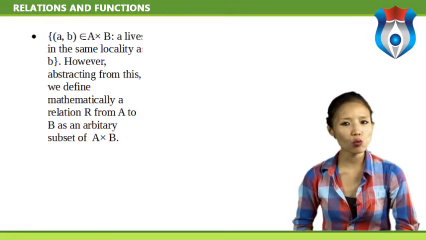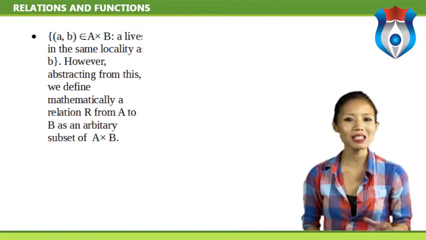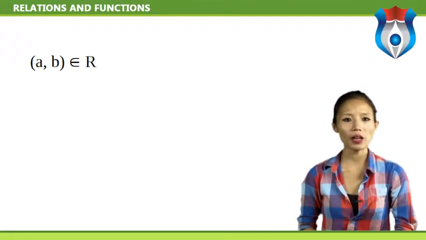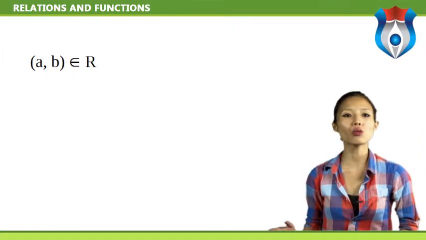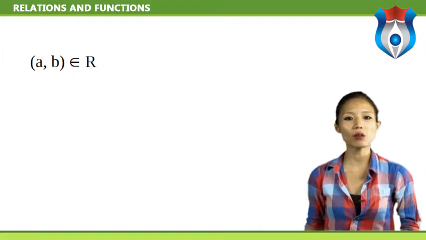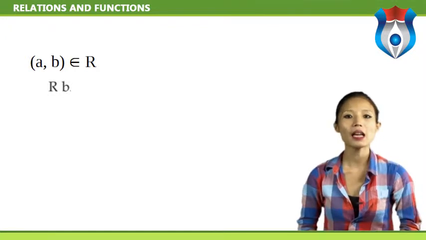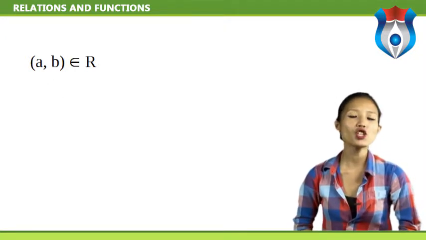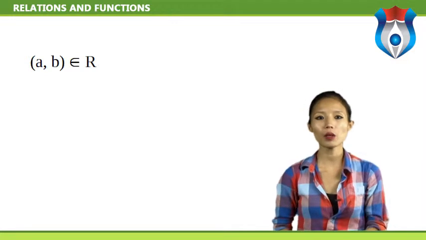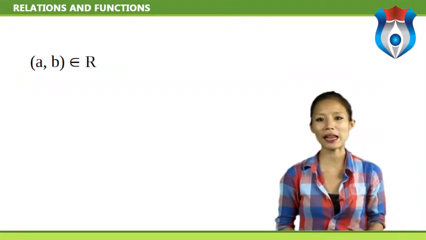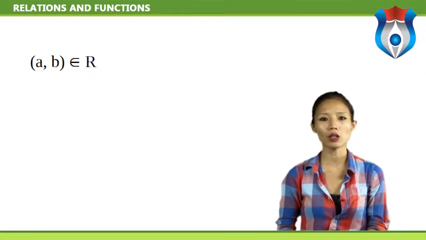However, abstracting from this, we define mathematically a relation R from A to B as an arbitrary subset of A cross B. If (a, b) belongs to R, we say that a is related to b under the relation R, and we write a R b. In general, (a, b) belongs to R. We do not bother whether there is a recognizable connection or link between a and b.